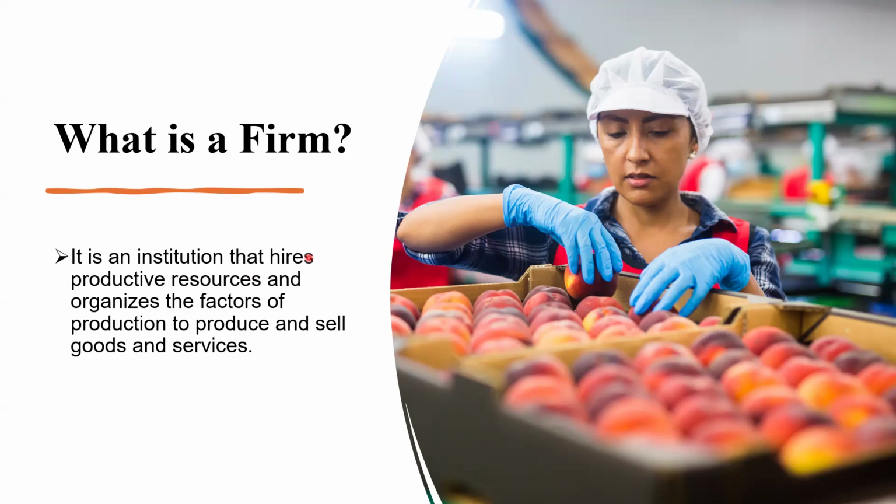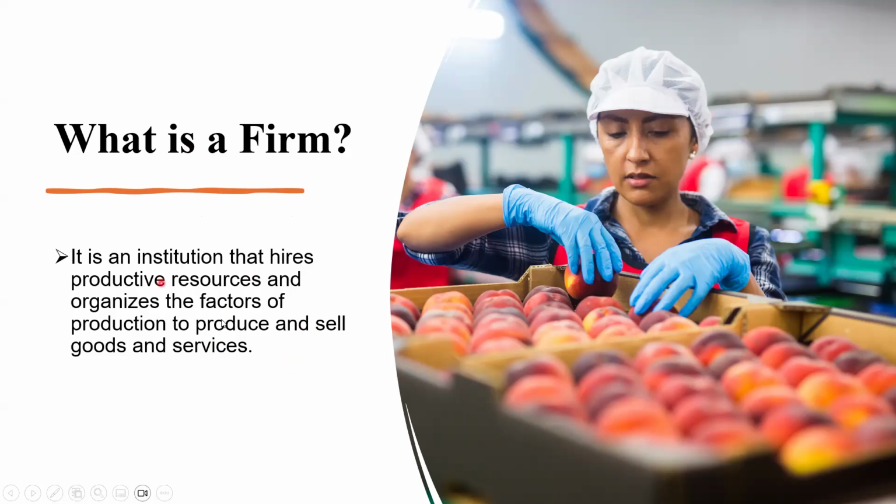So why will this institution, which is a firm, do that? Because we say that a firm is an institution that hires productive resources and organizes the factors of production. Why would they do that? They will do that in order to do what? In order to produce goods and services and then sell those goods and services.